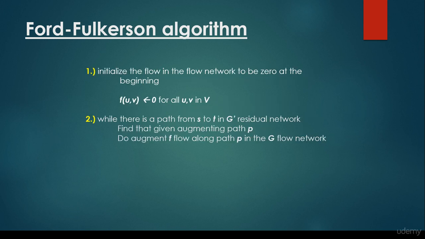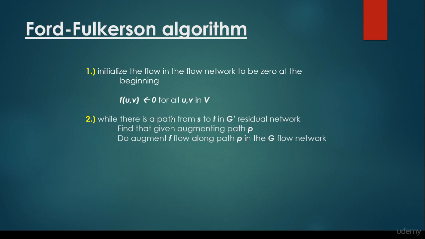Okay, so what about the Ford Fulkerson algorithm? First of all, we have to initialize the flow in the flow network to be 0 at the beginning. Basically, it is done in G, so in the original network. So f(u,v), which is the flow, is initialized to be 0 for all (u,v) in E, which means that we iterate through all the edges, because we are able to assign a flow value to every edge where the starting vertex is u and the end vertex is v. We define an edge with the help of two vertices, of course.